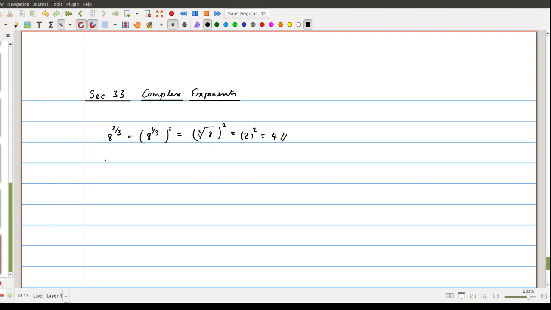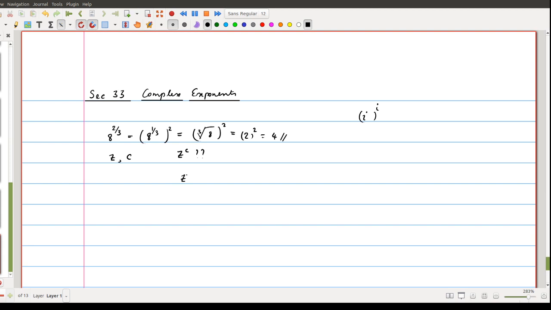But if you have complex numbers, say z and c, how will you evaluate z power c? This is the question discussed in this section. For example, how will you evaluate i to the power i? How will you evaluate this exponent? Okay, so this is the problem we have to discuss in this section.